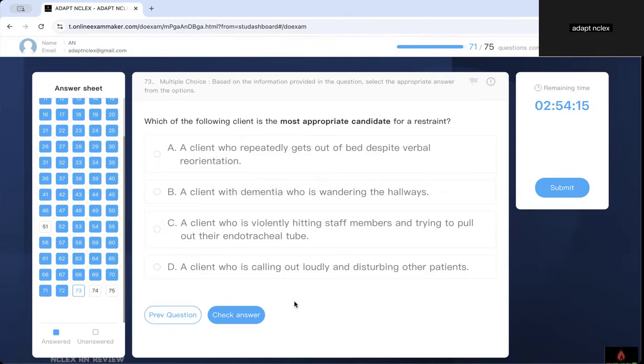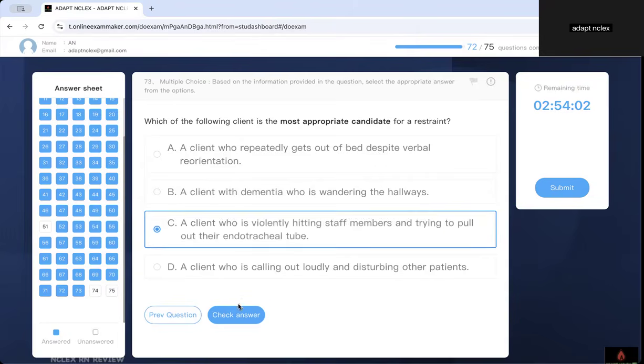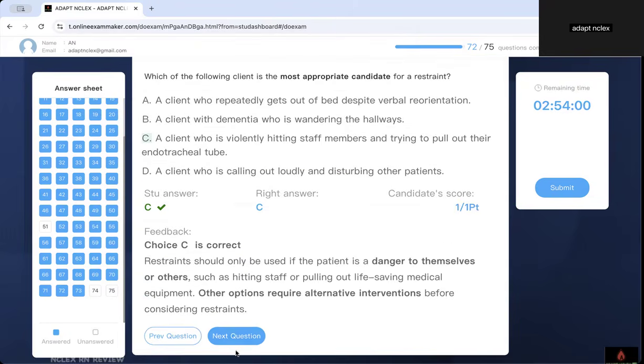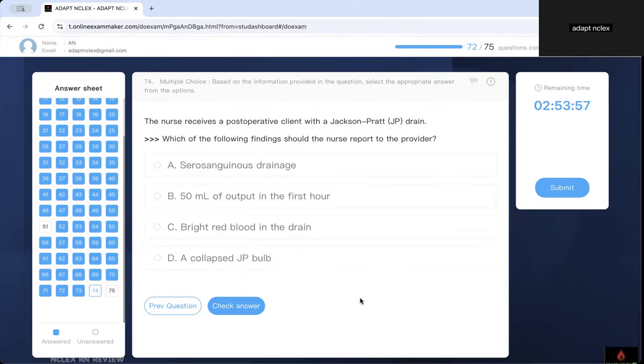And a patient who is trying to get out of bed despite verbal orientation, bring a 1-to-1 sitter. But if they're violent, pulling the ET tube, that is safety. They're going to die from it. If they pull the tube, it's an airway emergency. So you should restrain them for their own good.